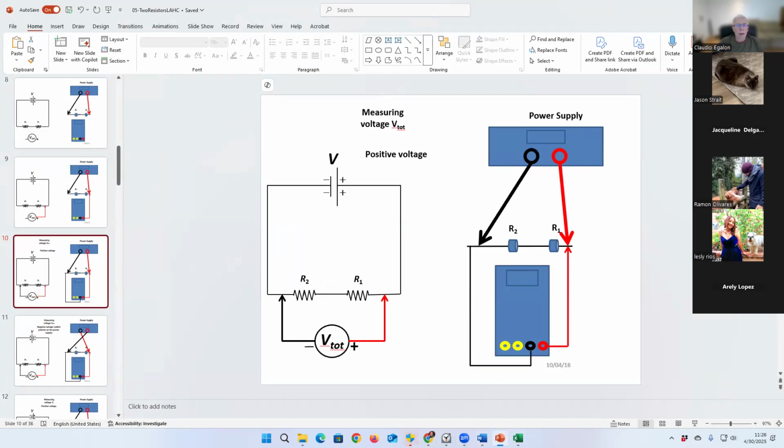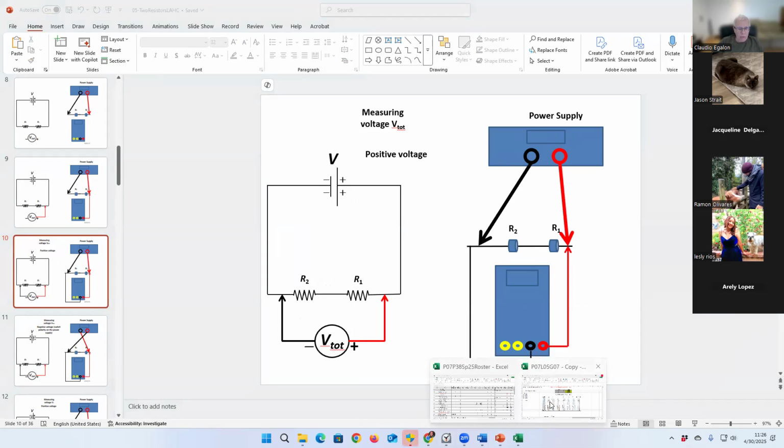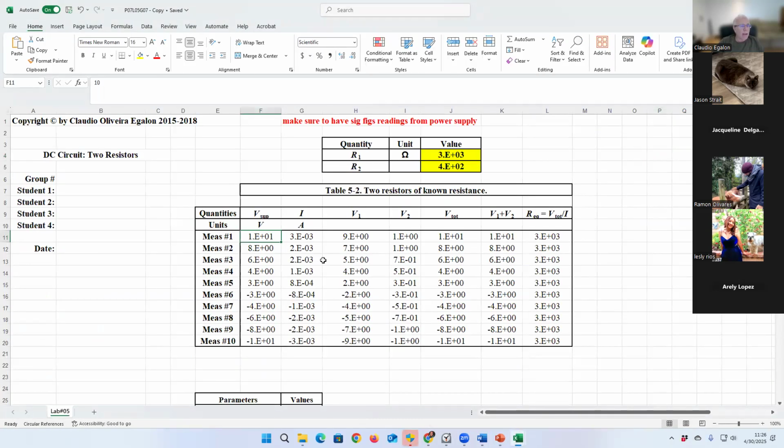Okay, and why are we doing that? We want to compare the voltage being displayed by the power supply with the voltage being displayed by the multimeter. Since we're making a measurement at 10 volts, we can go ahead. Here you go, setting at 10 volts, V total. That's what we are measuring right now. V total should be very close to the V of the power supply.